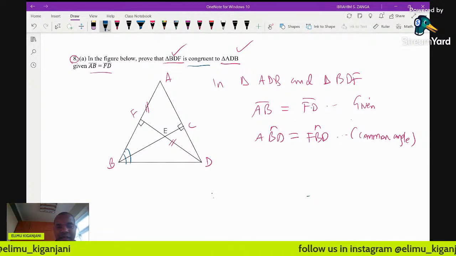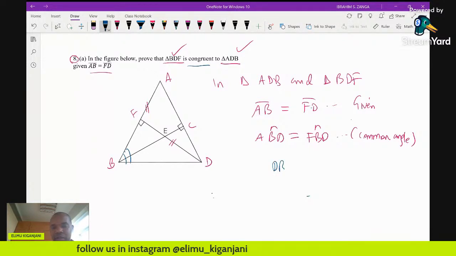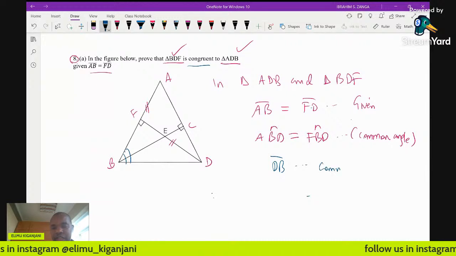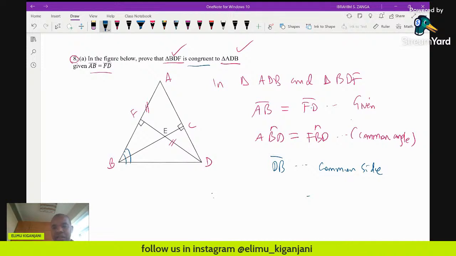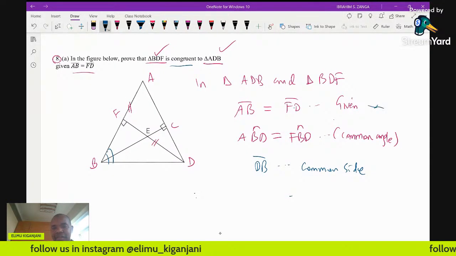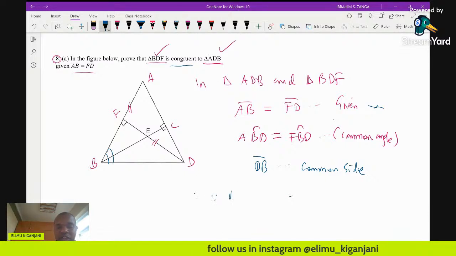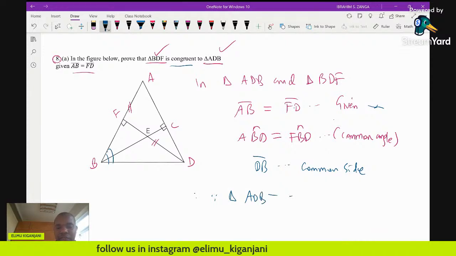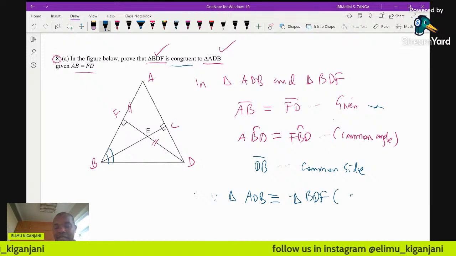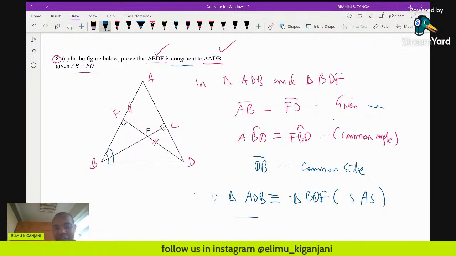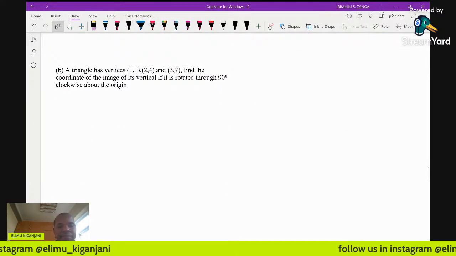And then we also have side DB is common. DB is common side. So these three items are enough to prove the given question. So we can say therefore triangle ADB is congruent to triangle BDF by side angle side theorem. So we have already proved that, dear students. Going to the next question.